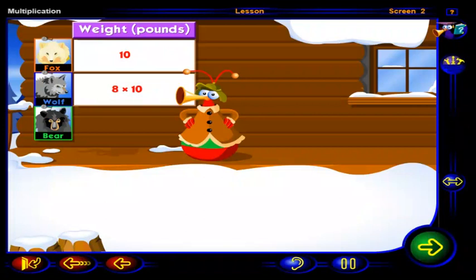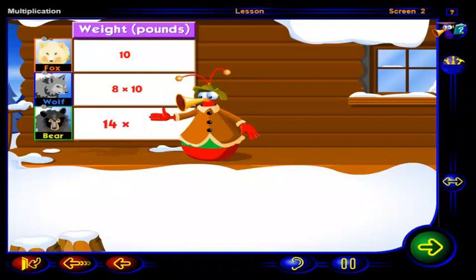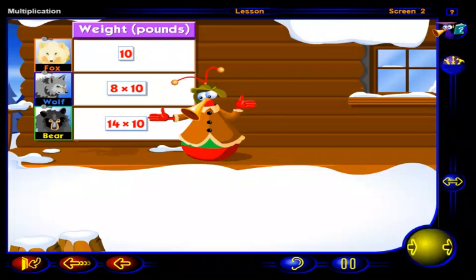Now, how much does the black bear weigh? Click on the picture of the black bear. This black bear weighs about 14 times the weight of the fox, or 14 times 10 pounds. So the weight of the wolf is 8 times 10 pounds, and the weight of the bear is 14 times 10 pounds.